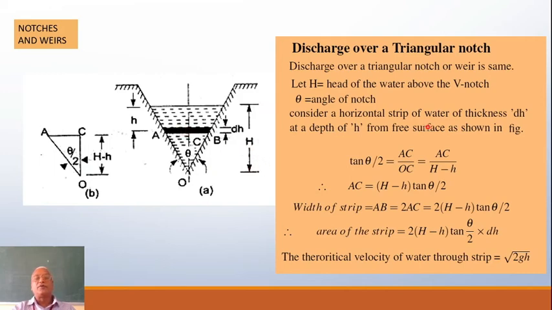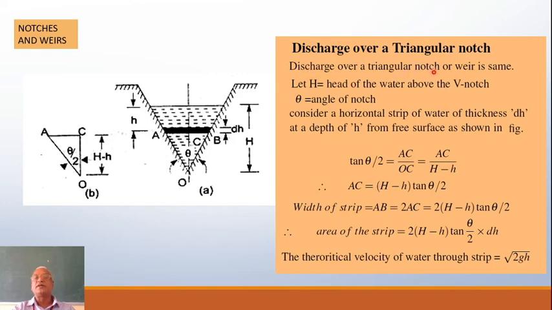And for analysis' sake, we have considered at a depth h a strip having a width dh and across a length, let us say, A to B. Now half of this is considered here, AC, which is tan theta by 2 times (H minus h), because capital H minus small h would be this height. Now you can see the analysis here.